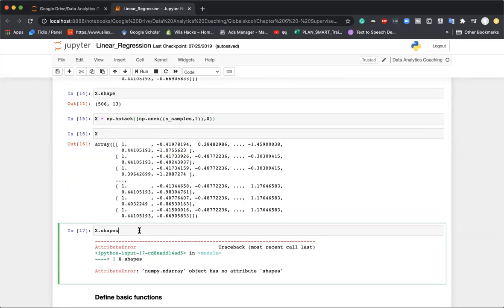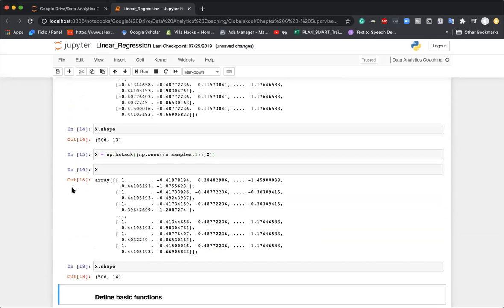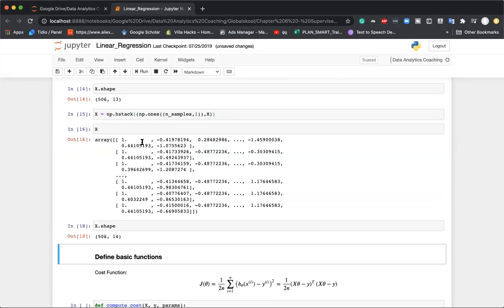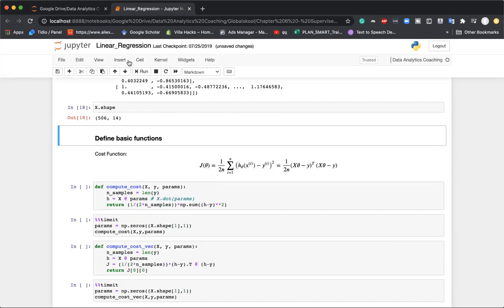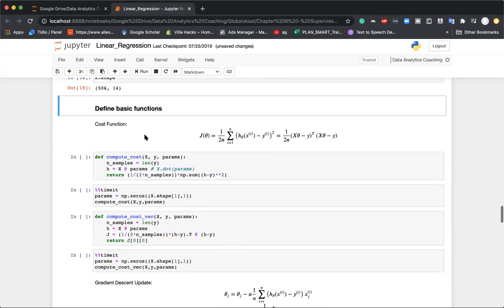So we have executed this so far, and these are our data points: 506 rows and 14 columns. So 13 come from our data, and the one additional column comes from the one that we have attached here. Since we have our data ready, let us create some basic functions that we will use for our linear regression implementation.